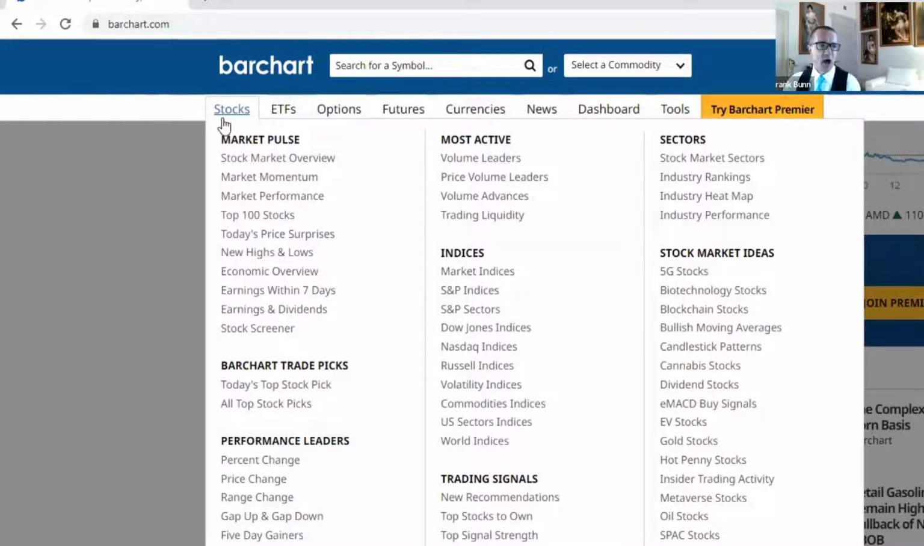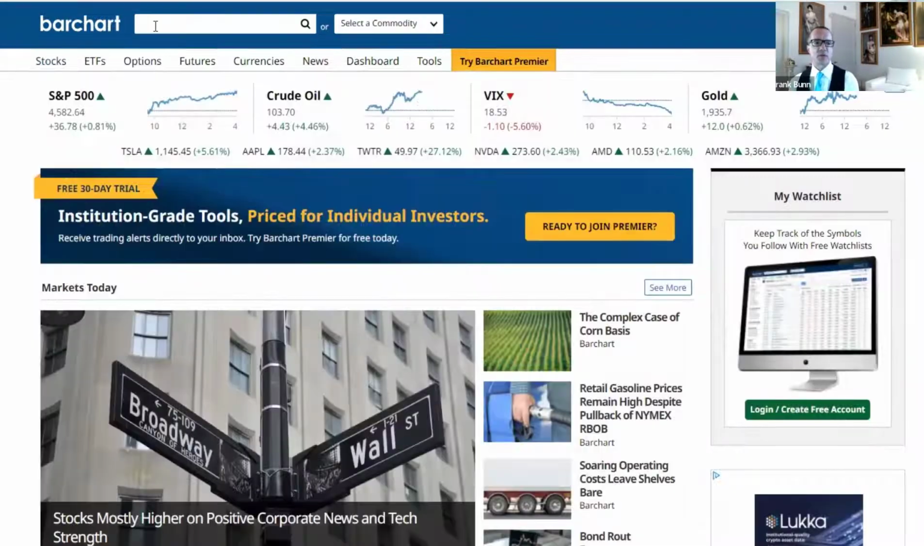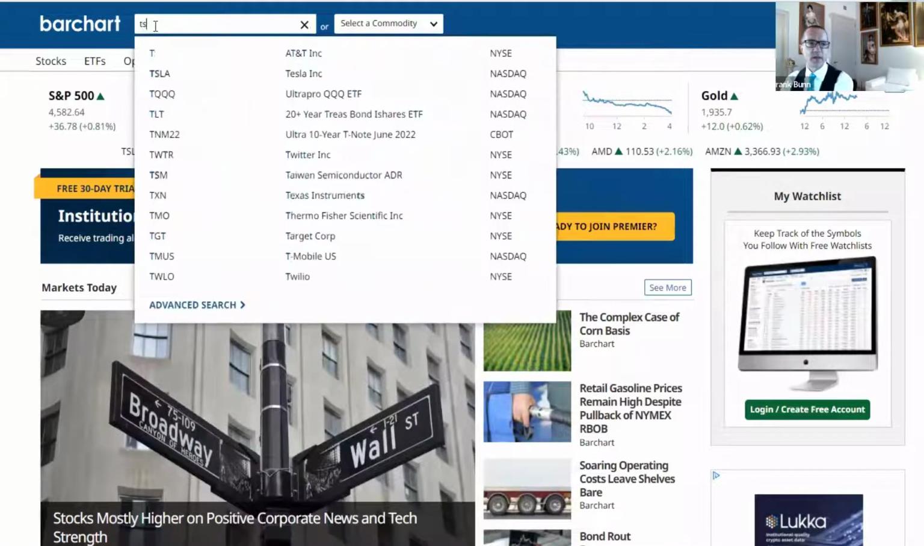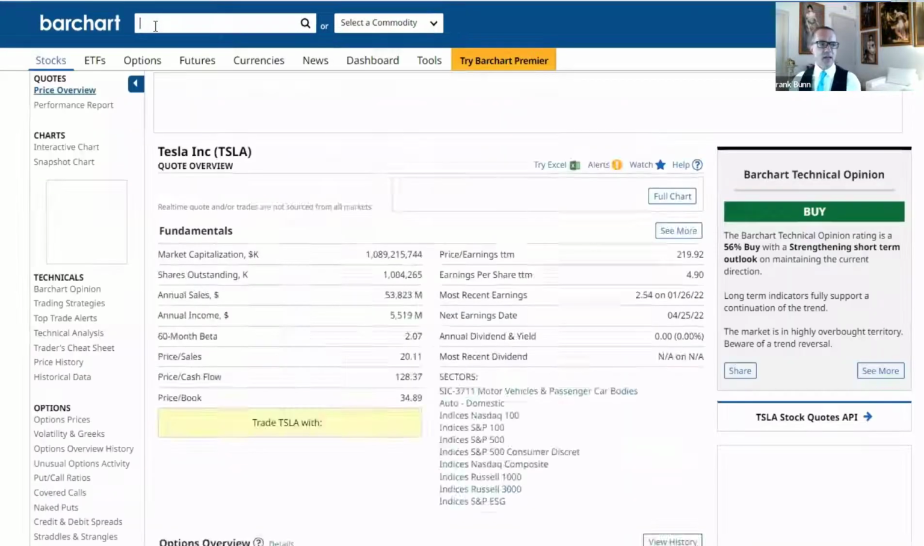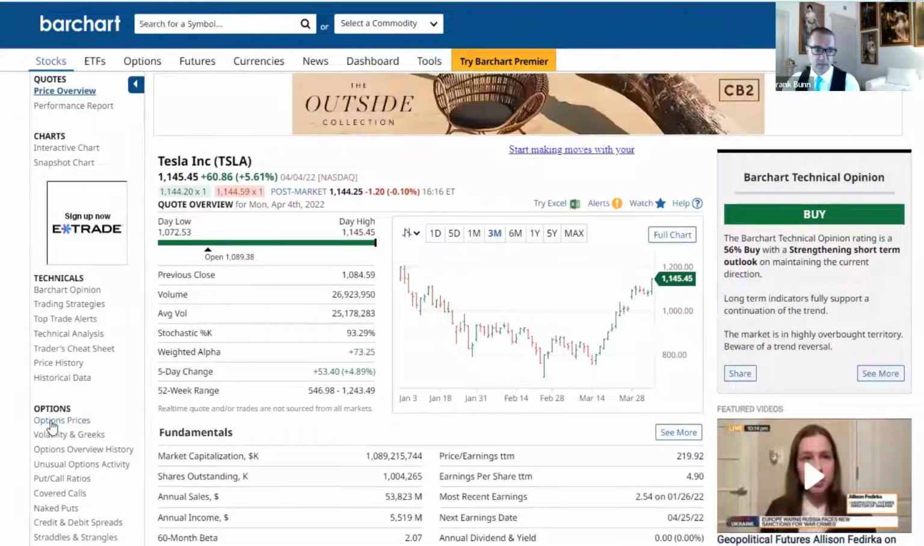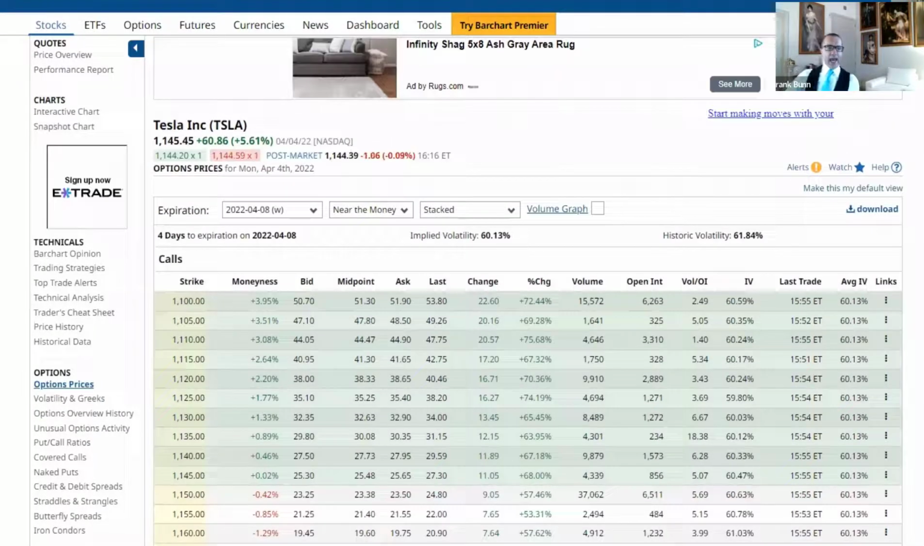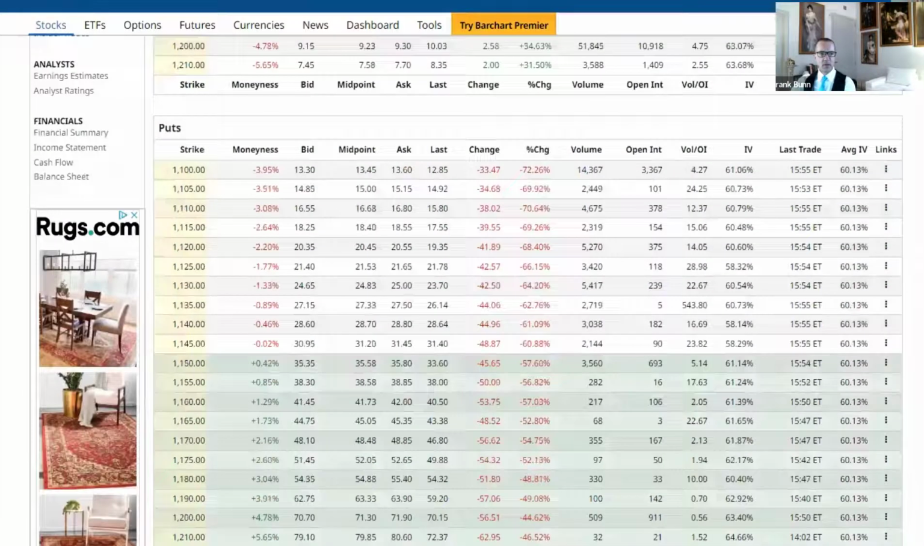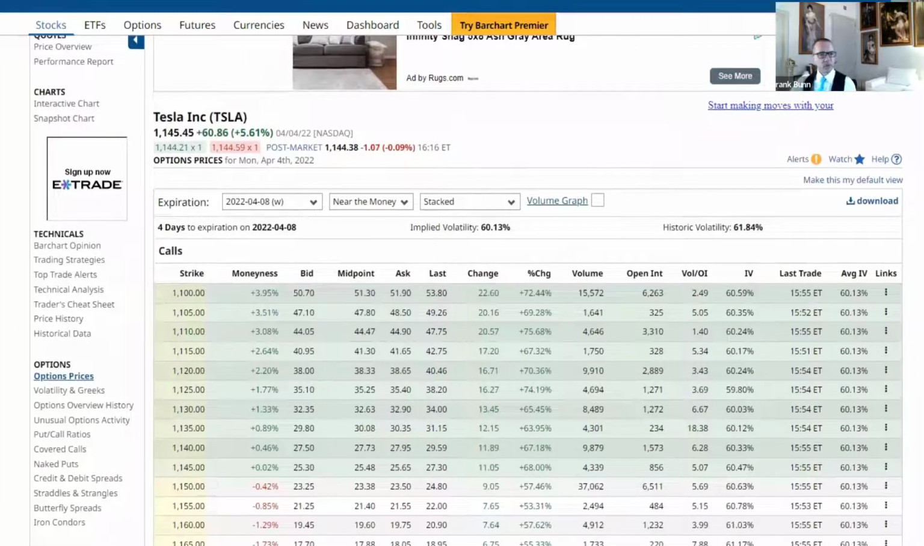So what we want to do from stocks is first get a quote. We'll start with Tesla, TSLA. From here, we just go down to option prices. Click option prices there. And what you'll see is Tesla. Now, this is an options montage or an option chain of calls and puts for TSLA.